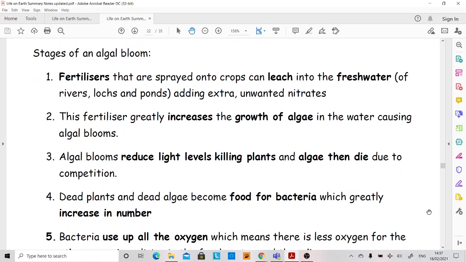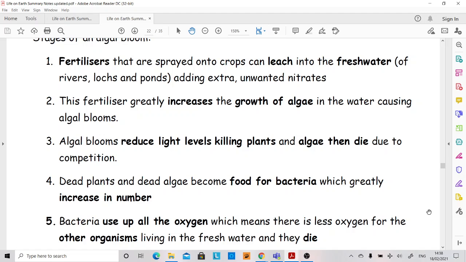First of all, the fertilisers that we're spraying onto crops can leach out into the fresh water of rivers, lochs and ponds. So when it rains, the fertilisers are washed into all the areas of fresh water. And what this does is it puts unnecessary and unwanted nitrates into the water. This leads to the algae growing rapidly and causing an algal bloom. So you can actually see the pond looking green.